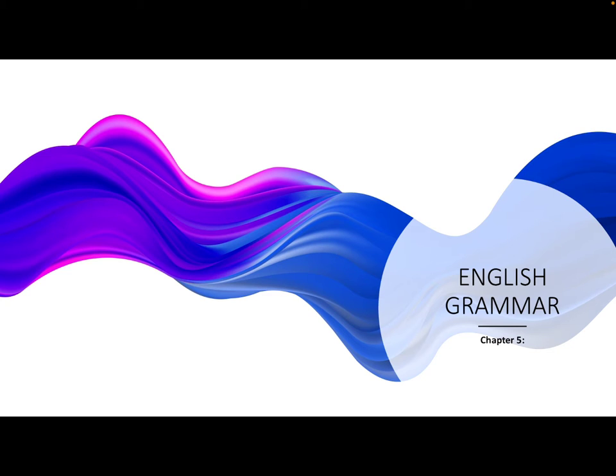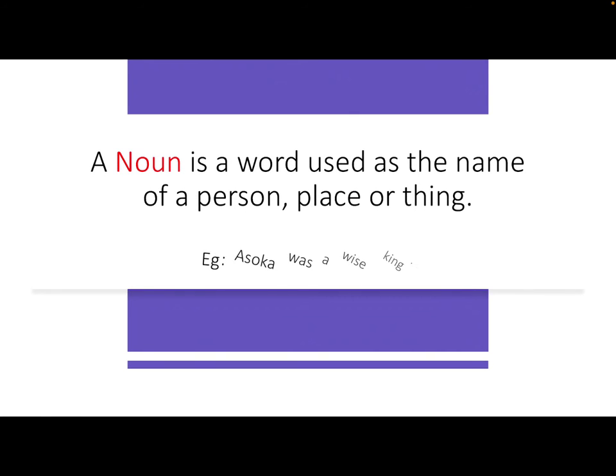Today, I am going to teach you one of the important chapters of English language, and that is noun and its kinds. So let's see what is a noun and what are the different kinds of noun. A noun is a word used as the name of a person, place or thing. We can see in this example, Ashoka was a wise king. So here you can see the name of a person is Ashoka and it's the noun.